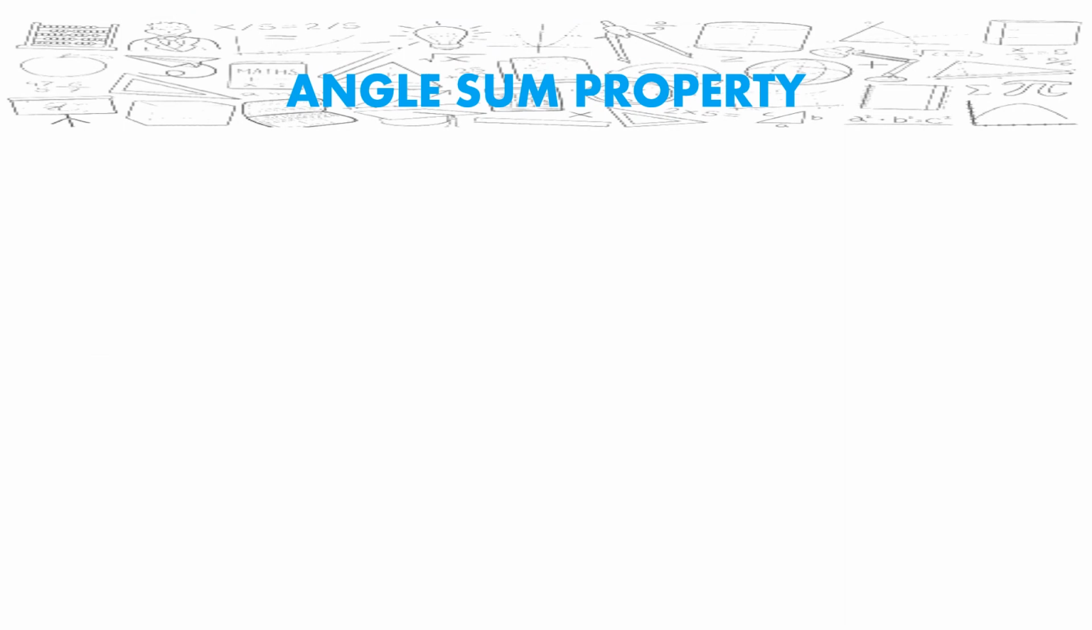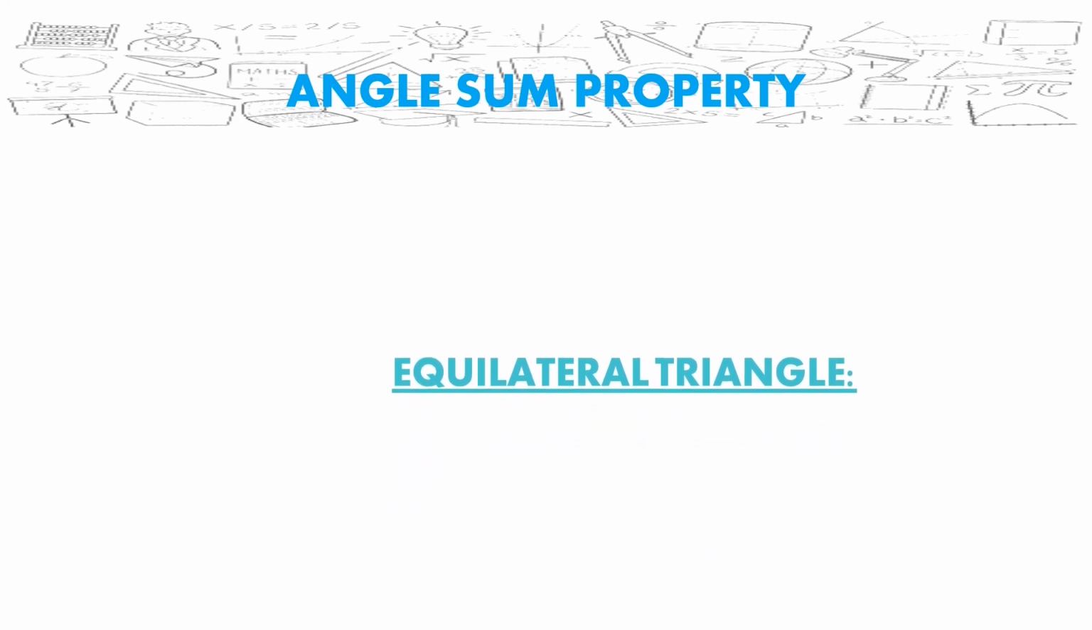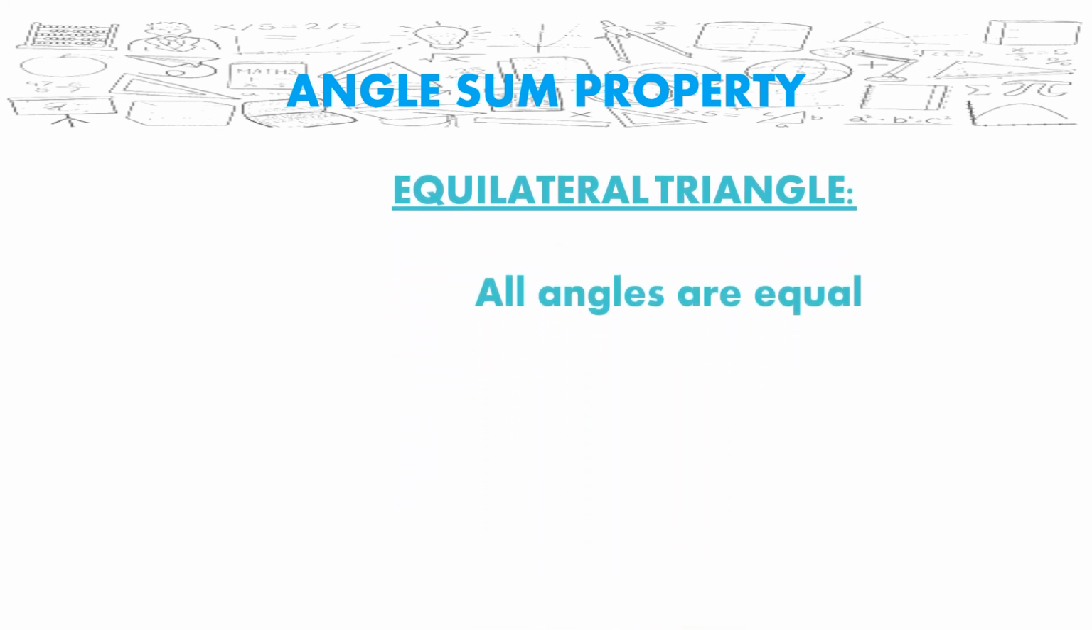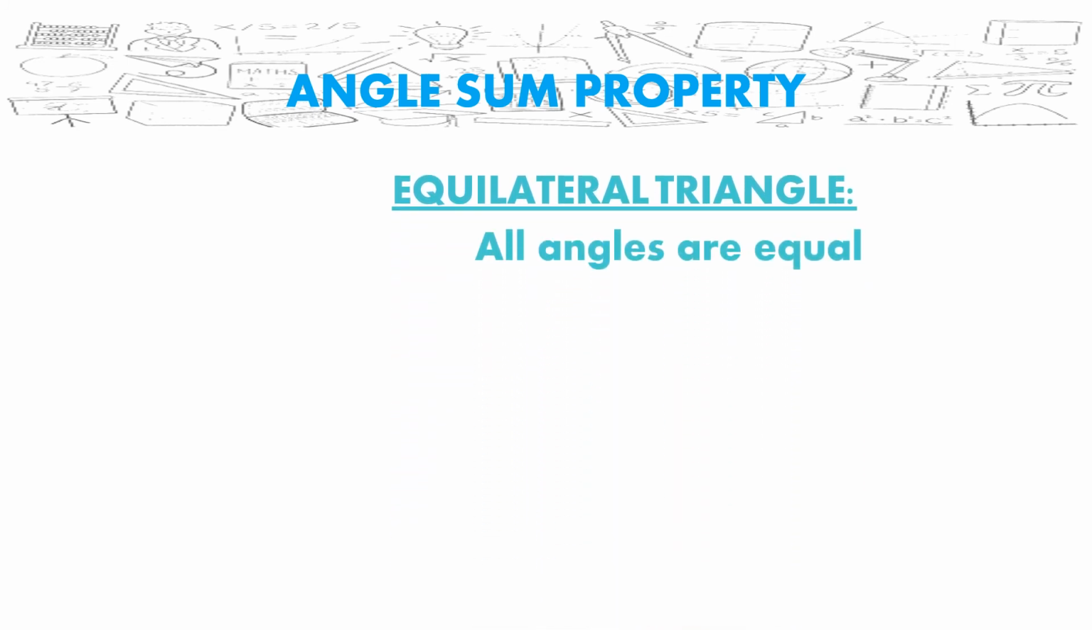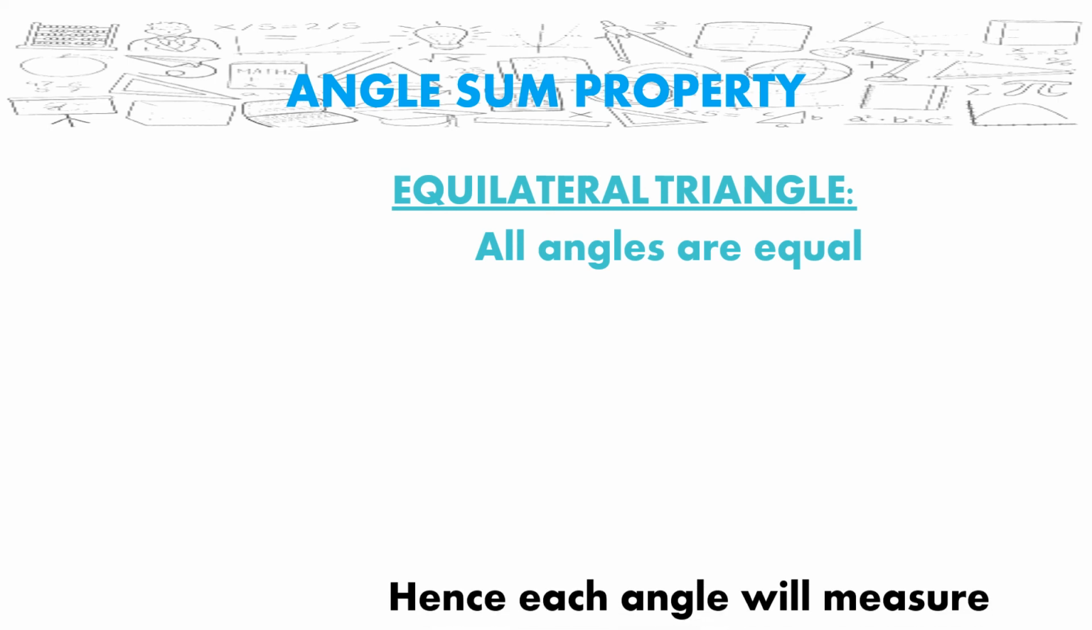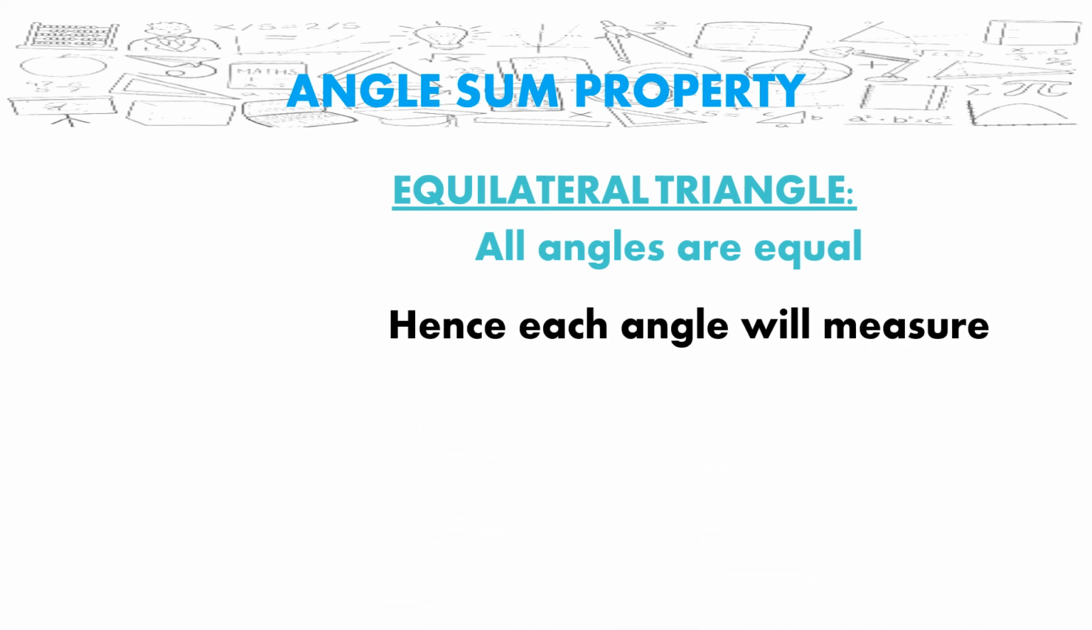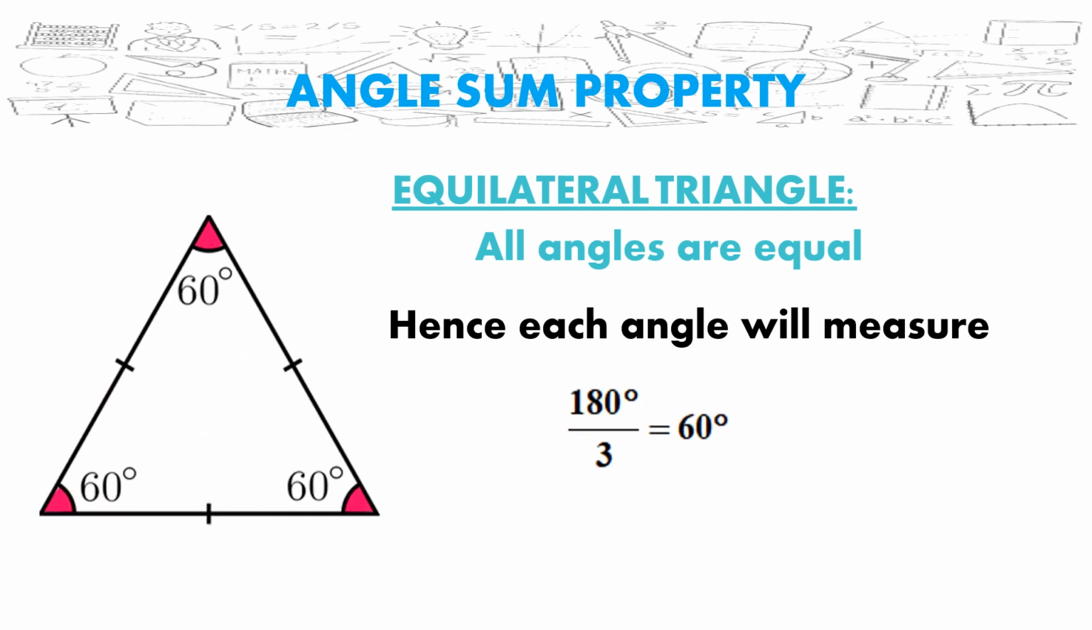We know that in a triangle, the sum of angles is 180 degrees. Now in an equilateral triangle, as per definition, all the angles are equal. So what should be the measure of each angle of an equilateral triangle? Since the total has to be 180, hence 3 equal angles will be 180 divided by 3, which is 60 degrees. Thus we conclude that each angle of an equilateral triangle will measure 60 degrees.